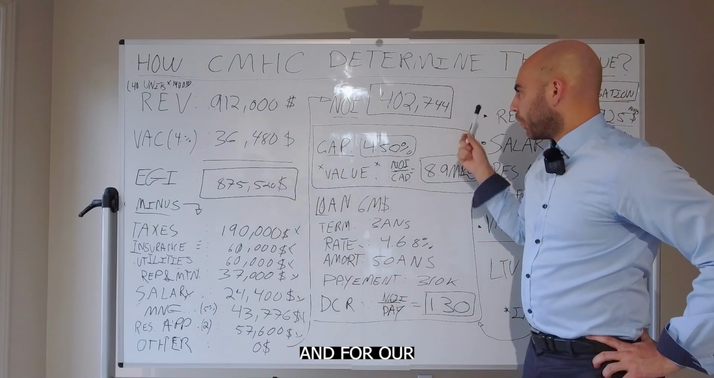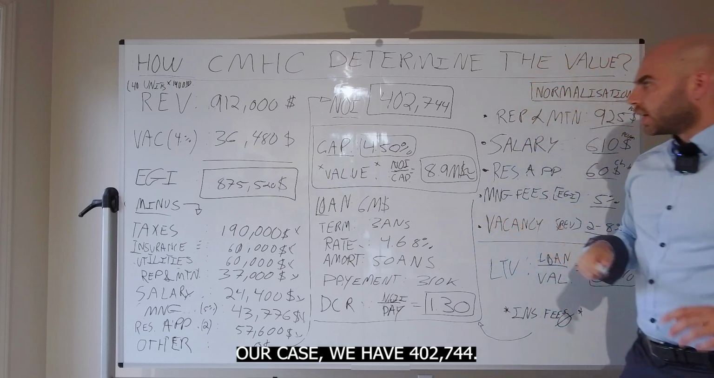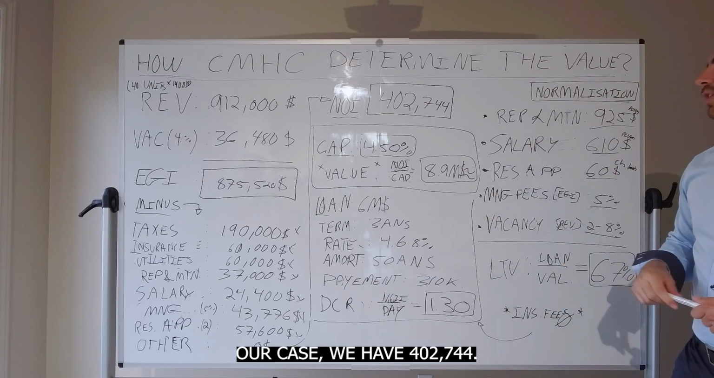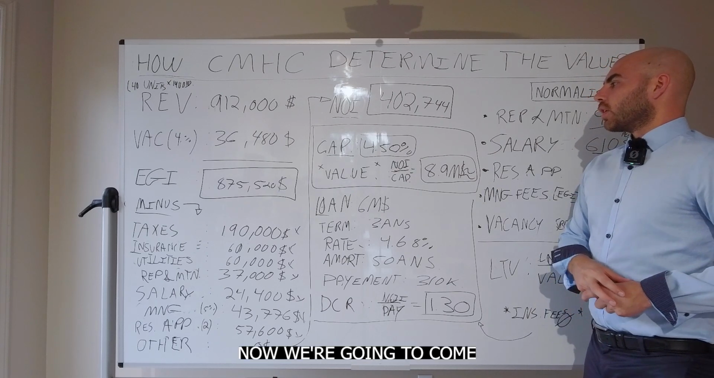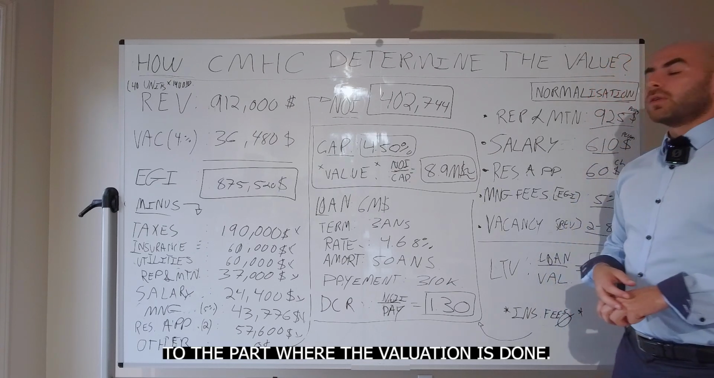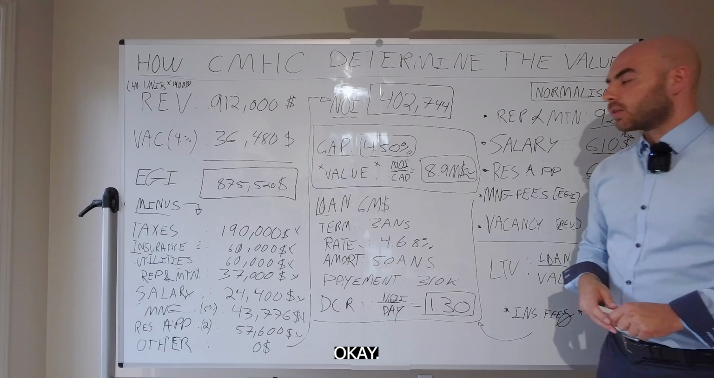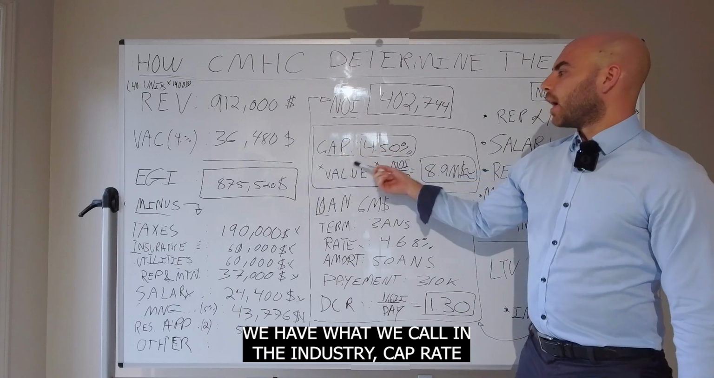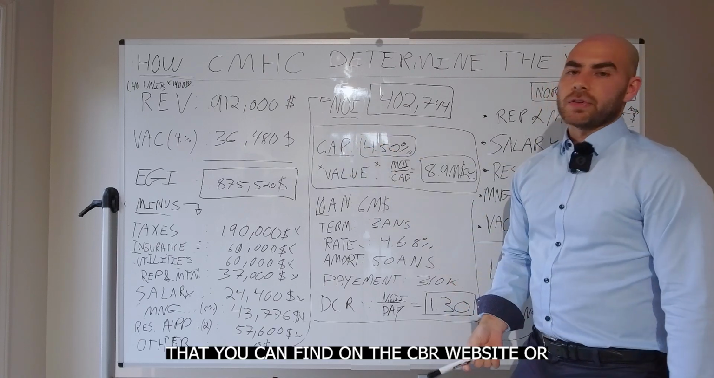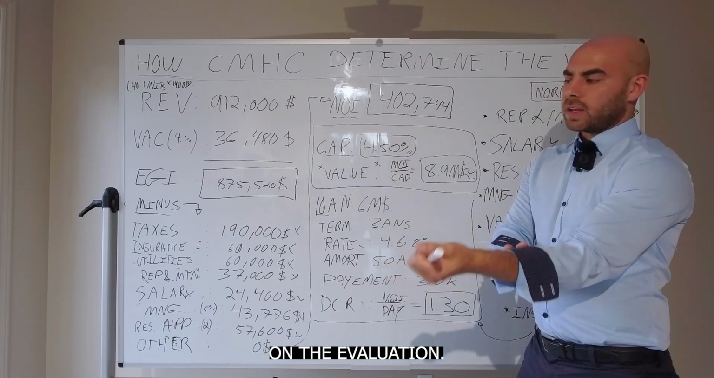And for our case, we have 402,744. Now we're gonna come to the part where the valuation is done, okay? We have what we call in the industry a cap rate, okay? That you can find on the CBRE website or on the evaluation.